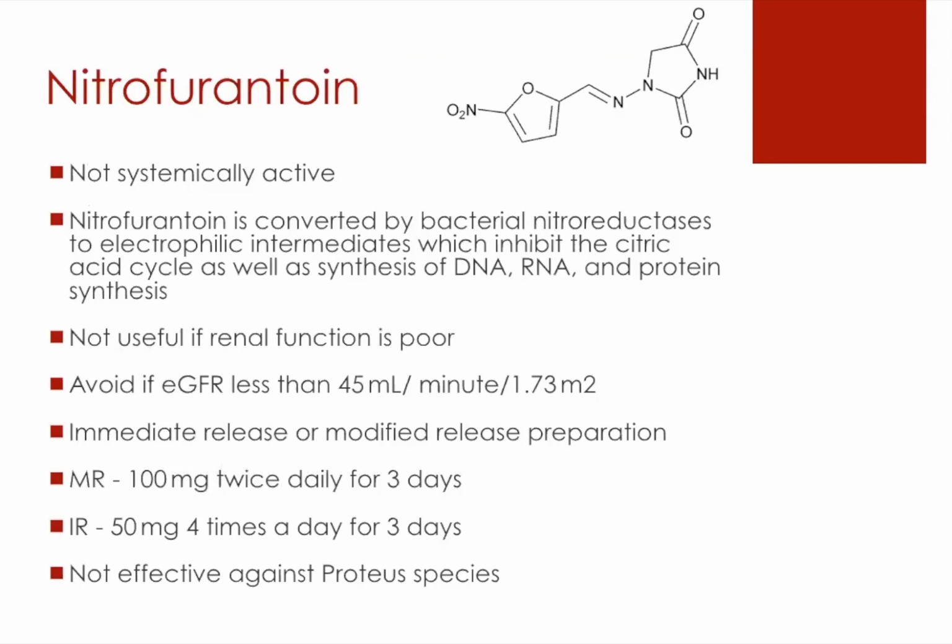So Nitrofurantoin, it's not systemically active. It needs to be activated after it's consumed. It's converted by bacterial nitroreductases to the intermediates, and they inhibit DNA synthesis, RNA synthesis, and protein synthesis. Do not use this if the renal function is poor. Avoid it if the eGFR is less than 45 milliliters per minute. And you have these as an immediate release preparation as well as a modified release preparation. For compliance, most commonly you will see them prescribed as modified release preparations because it's twice daily for 3 days.